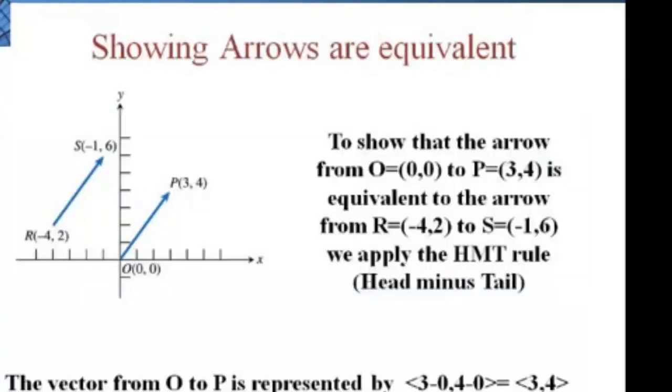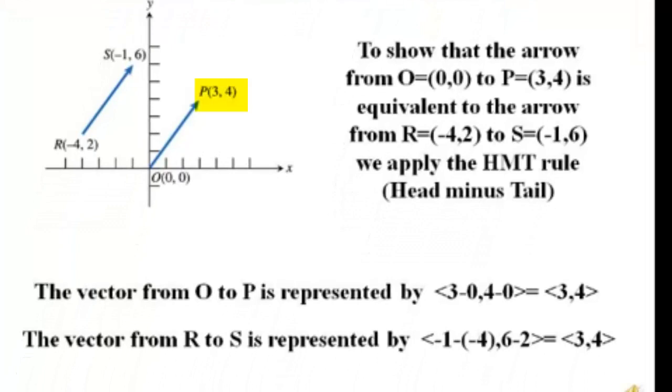Showing that arrows are equivalent. If we have the arrow from the origin to point P (3, 4), and the arrow from R to point S, we want to show they're equivalent by applying the HMT rule, the head minus tail. The vector from O to P is represented by 3 minus 0 and 4 minus 0, which gives us <3, 4>. The vector from R to S is represented as -1 minus -4 and 6 minus 2, head minus tail, which gives us the vector <3, 4>. So these arrows represent the same vector and are therefore equivalent.